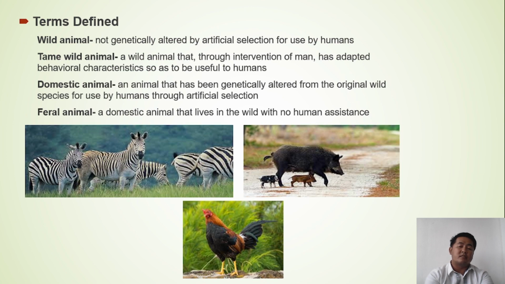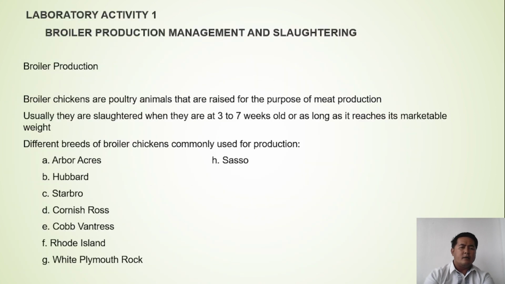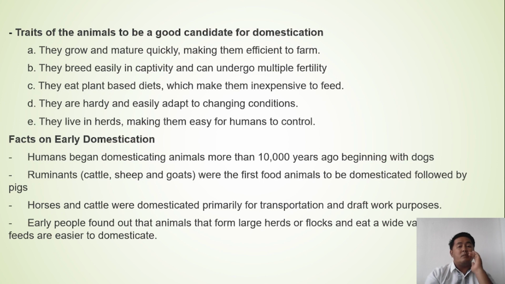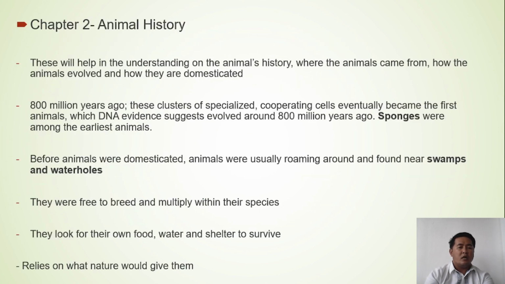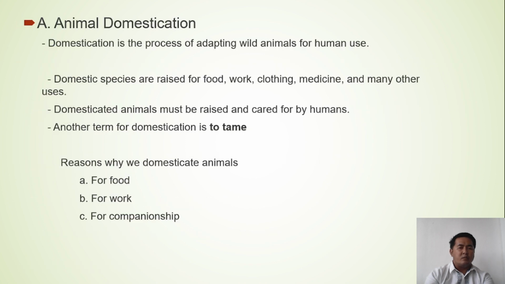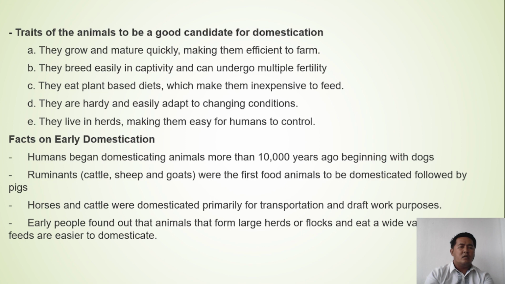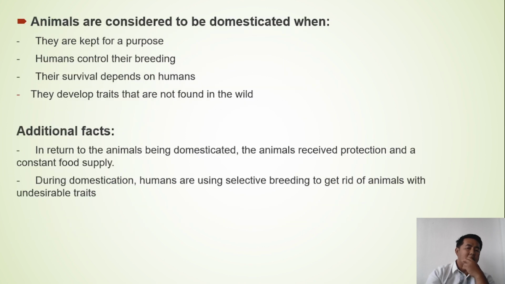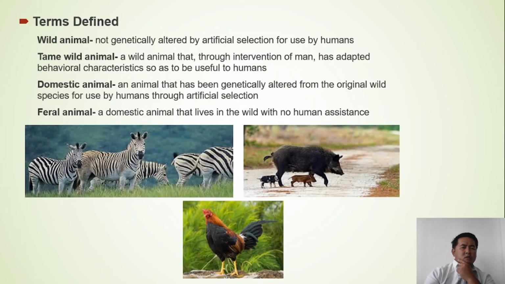Introduction to animal science. Last week, in the last lecture video, we discussed domestication. We discussed animal history, then animal domestication, the definition, and the different facts about animal domestication. Now we're going to discuss the timeline for when the different animals were domesticated.